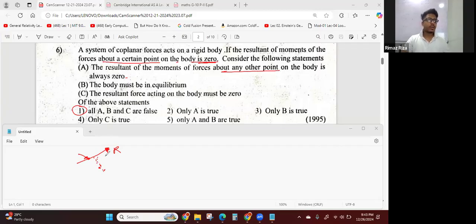Okay, so therefore, to have zero resultant, the moment has to be zero from anywhere. So therefore, statement A is wrong, because this certain point could be a point on the line of the resultant. So we can't say that the moment from another point will be zero, right? Did you understand?